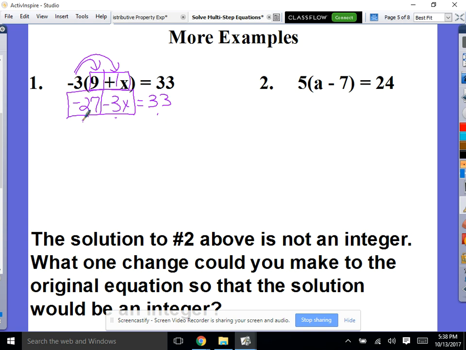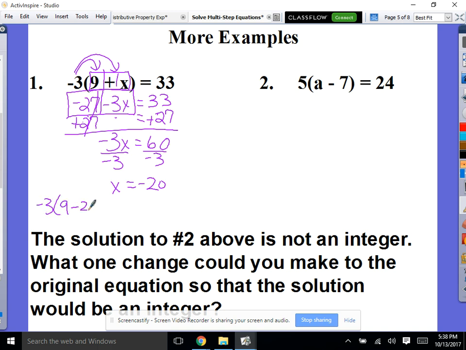So we eliminate it by doing the opposite of minus 27, which is plus 27, on each side of the equals, or the equation. That leaves us with negative 3x equals 60. We divide by negative 3 and get x equals negative 20. All right, so let's check this real quick. Negative 3 times 9 plus negative 20. That will be negative 3 times 9 minus 20, which is negative 11... which equals 33, which is what we have. So negative 20 is correct.